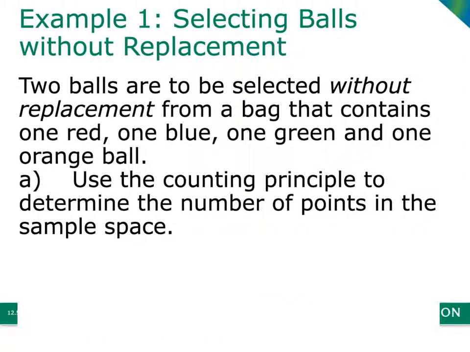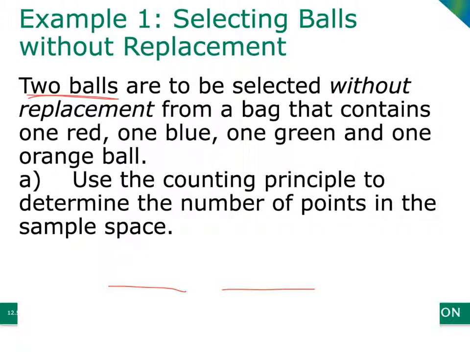Example 1. 2 balls are to be selected without replacement from a bag that contains 1 red, 1 blue, 1 green, and 1 orange ball. A. Use the counting principle to determine the number of points in the sample space. So essentially, they're just asking you how many items will you have in your sample space. Keep in mind that you are selecting 2 balls. So there's 2 events. You have event 1 and you have event 2.